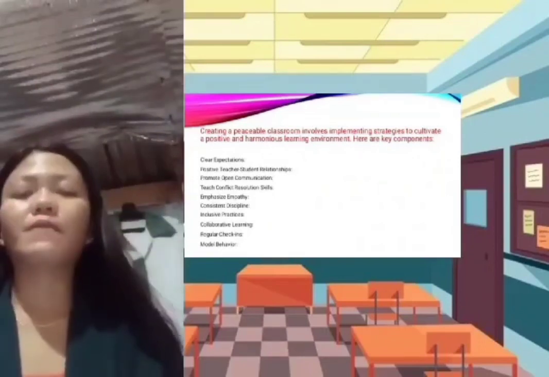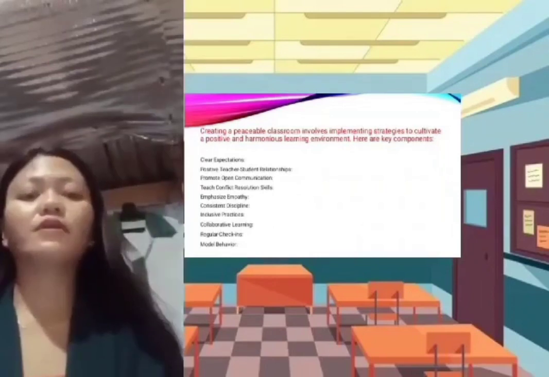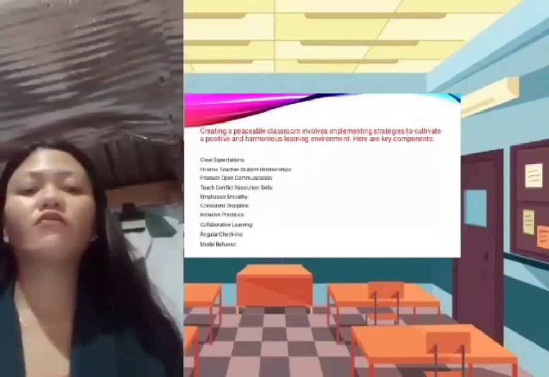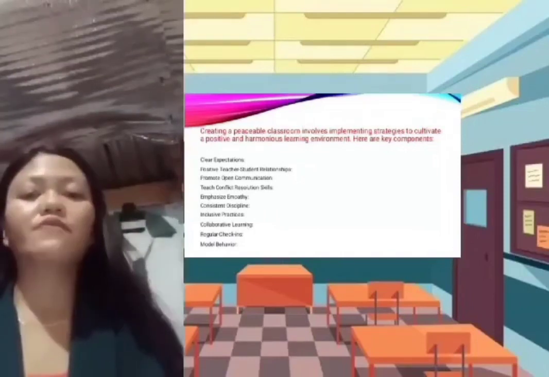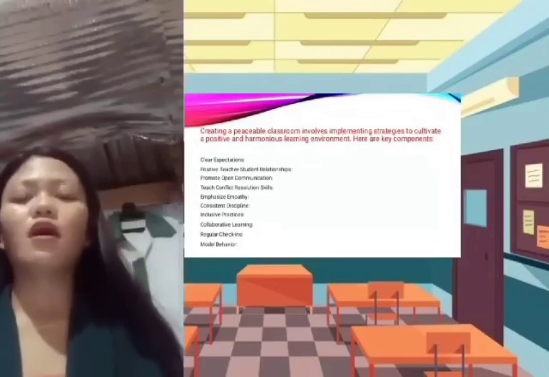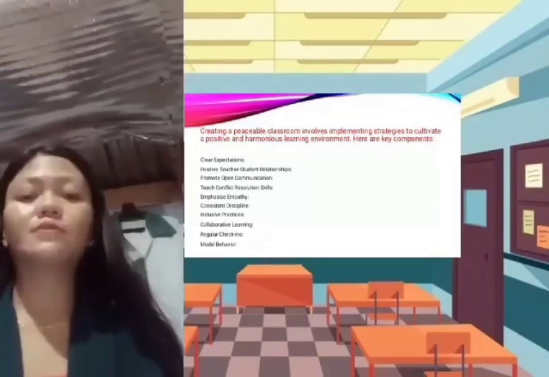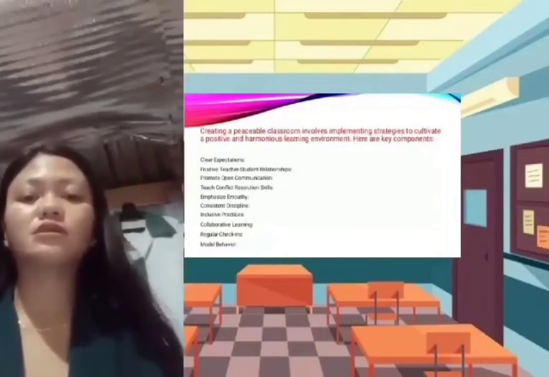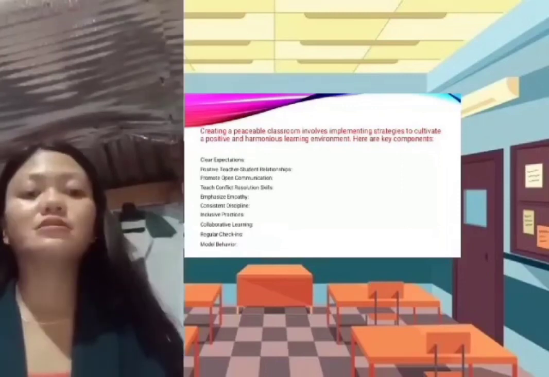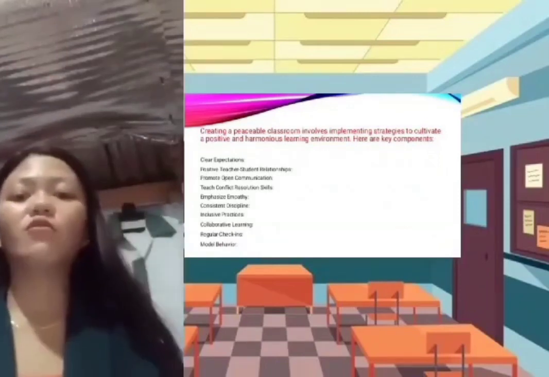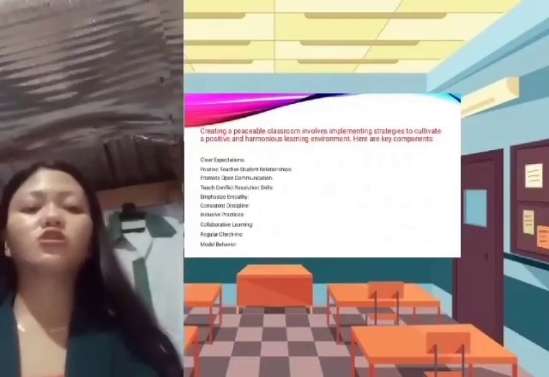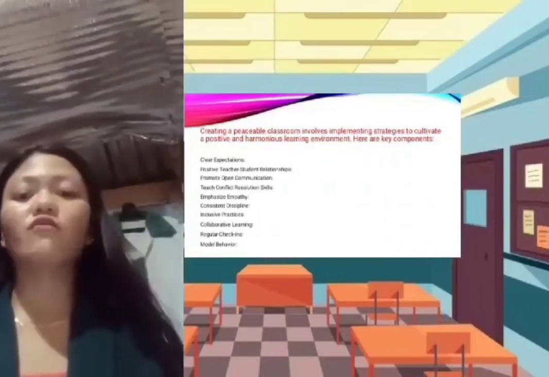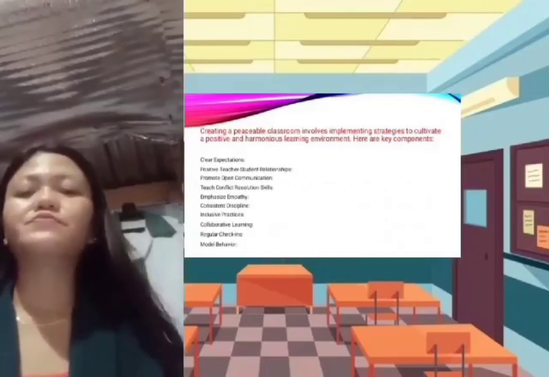And number five, emphasize empathy. Cultivate empathy by incorporating activities that promote understanding of different perspectives. This helps create a compassionate and supportive classroom community. And number six, consistent discipline. Be fair and consistent in applying consequences for rule violations. Consistency reinforces the idea that everyone is accountable for their actions, contributing to a sense of fairness in the classroom.